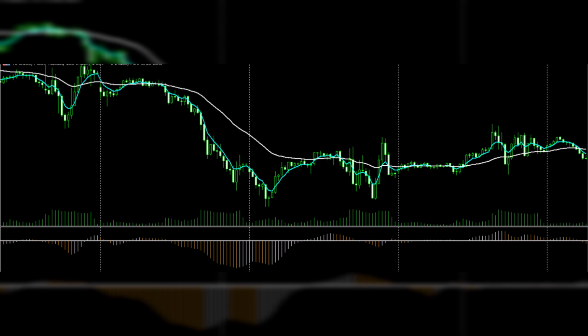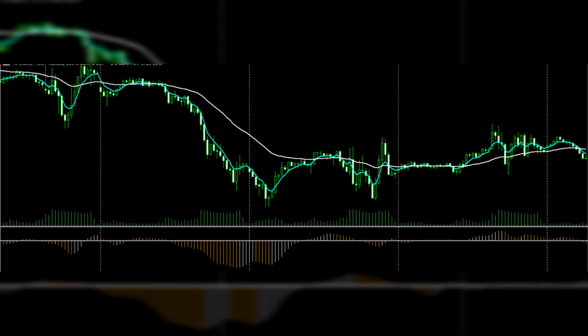First, what AO measures. AO compares a fast and a slow price impulse and shows the difference as a histogram around the zero line. Green bars mean the current impulse is stronger than the previous one. Red bars mean it's weakening. The zero line is your balance point. Above zero, the bullish impulse dominates. Below zero, the bearish impulse dominates.